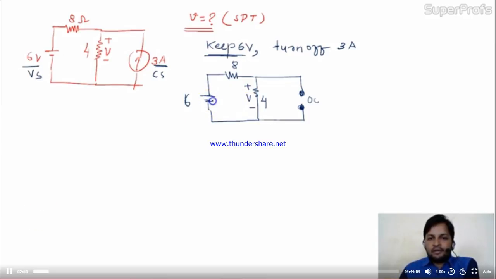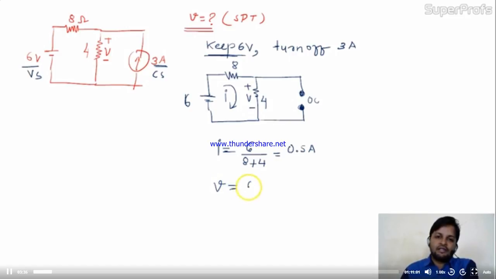Now it depends on you how you will find out this voltage, whether you apply the voltage division rule, or you find out the current, then multiply with the resistance value, then we'll get the value of voltage. Any method you can do. See, suppose you find out the current. So current is nothing but 6 divided by 8 plus 4. Is it okay? So this one is nothing but 0.5 ampere. Now if you have the 0.5 ampere current in the 4 ohm resistance, you can easily find out the voltage, and this voltage is 0.5 into 4. So the resultant is 2 volt.